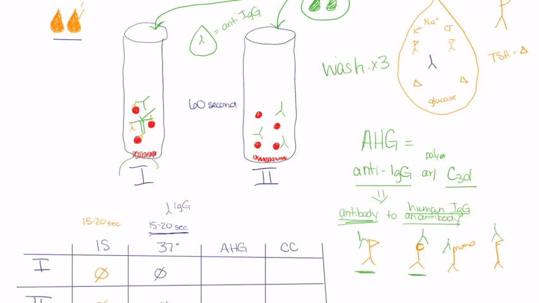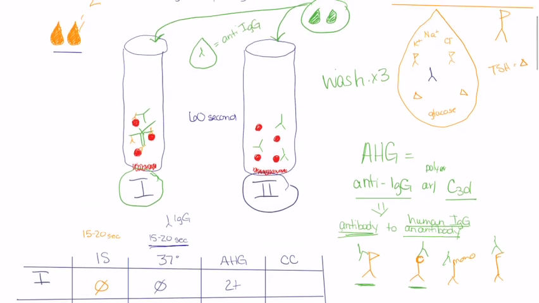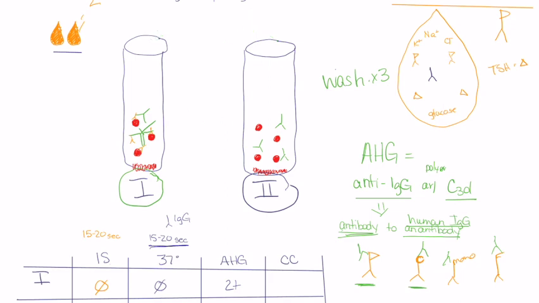So in this tube here, number 1, we're going to see weak agglutination, probably about a 2+. And in tube number 2, because there was no antibodies to that anti-IgG to bind to, we're not going to see anything. Okay. What we have to do now that we have a negative reaction, we have to verify with our check cells that we performed the test properly.